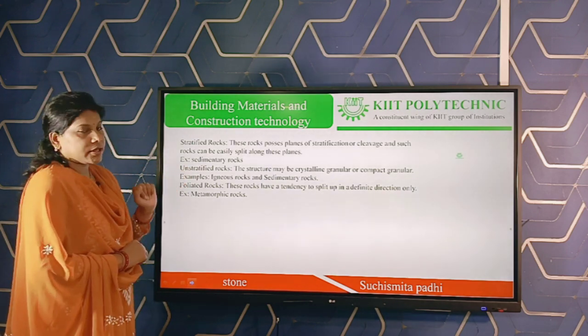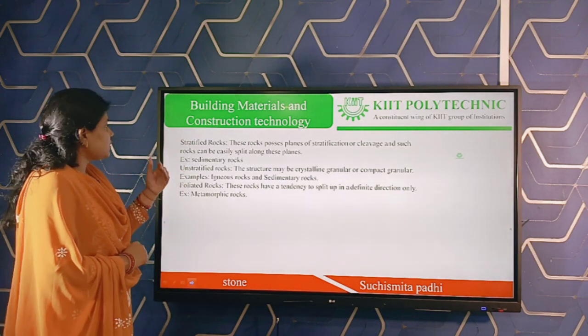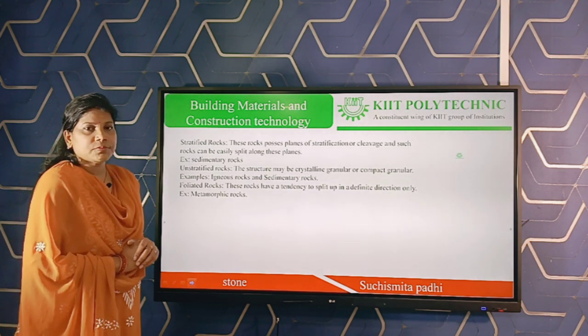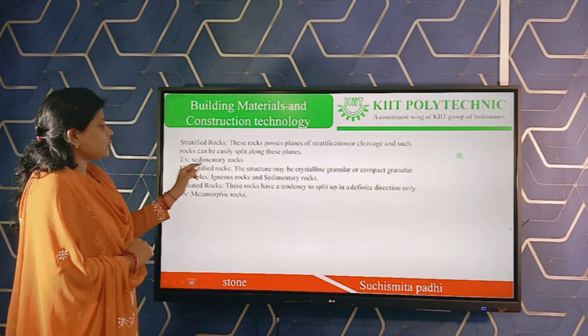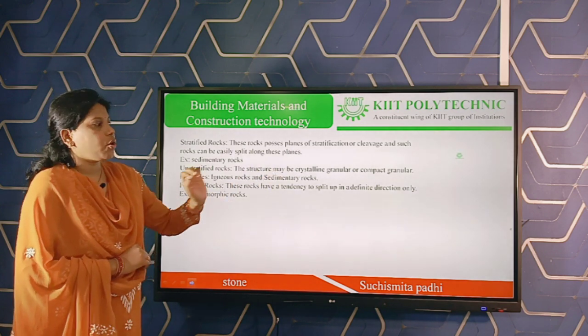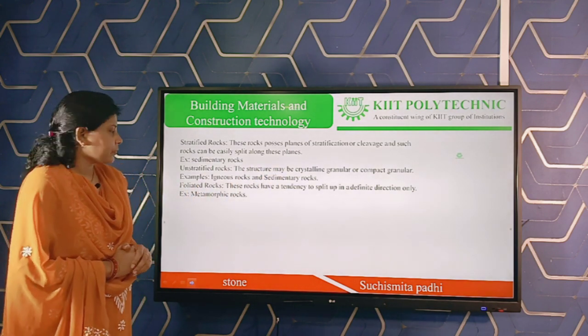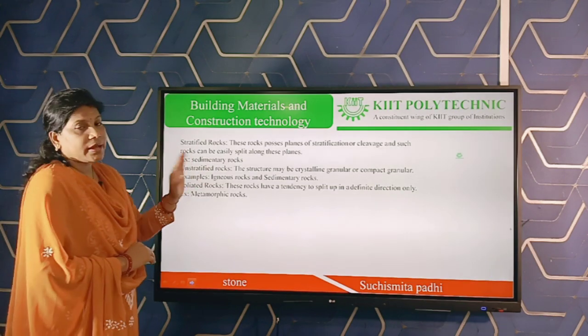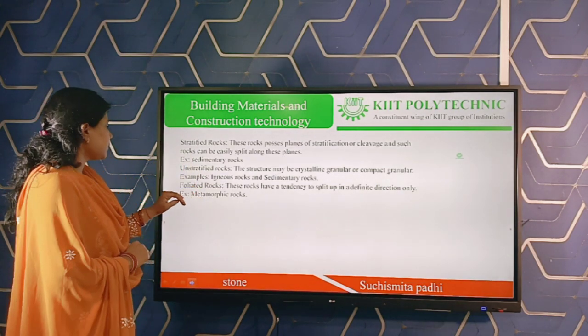Next is unstratified, the opposite of stratified. There is no plane of stratification in unstratified rock, and here the structure may be crystalline, granular or compact granular. The examples are igneous rock and sedimentary rock.